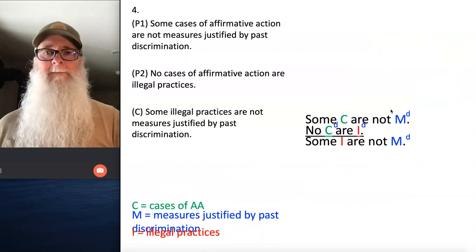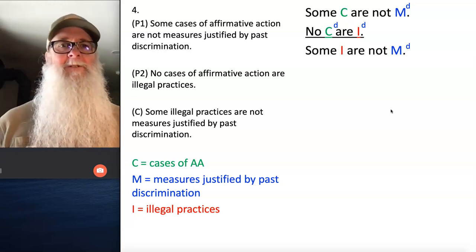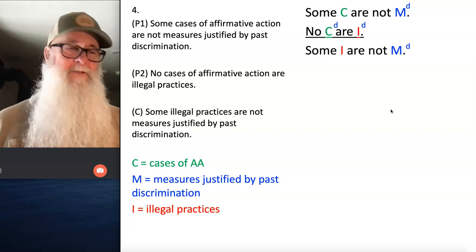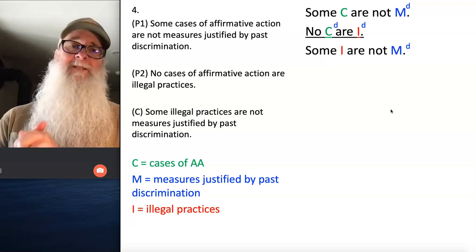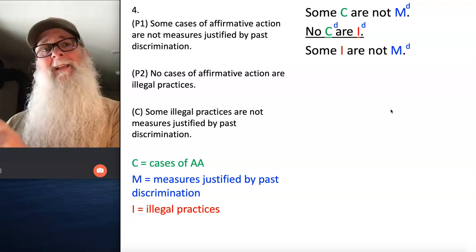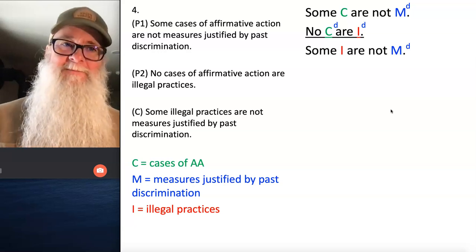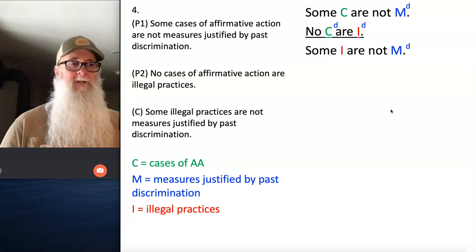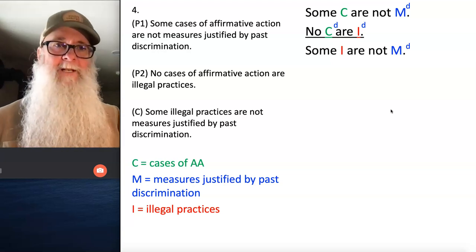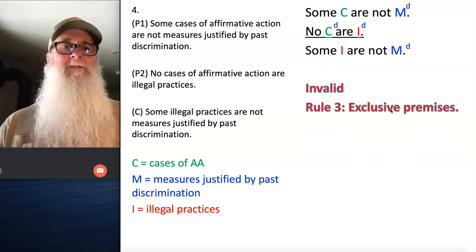Okay, number 4. C, M, and I are my terms. We've marked our distributed terms. C is our middle term. It's distributed there in the second premise. M is distributed in the conclusion and in the first premise, so we're good there. But we have a problem. We have an O statement and an E statement for premises, and those are both negative. And rule number 3 says you can't have two negative premises, and that's exactly what we have here. So we violated the rule of exclusive premises.